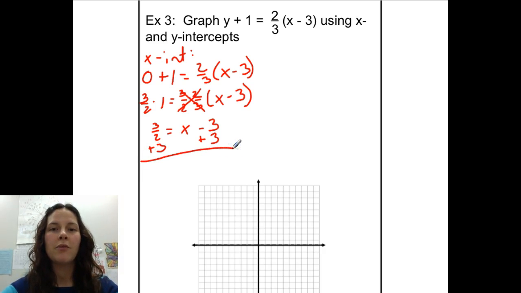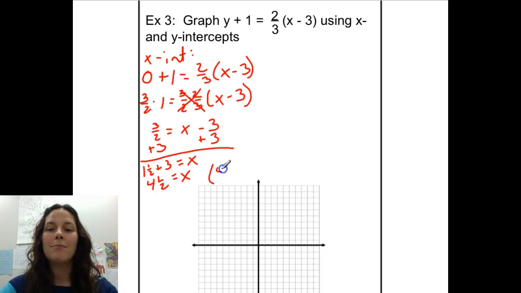3/2 is an improper fraction, so what I'm going to do before I add it to my 3 is change it to a mixed number. 2 goes into 3 one whole time with 1 left over. So 3/2 is equal to 1 1/2, and when I add that to 3, I get 4 1/2. You want your intercepts as mixed numbers, not improper fractions.